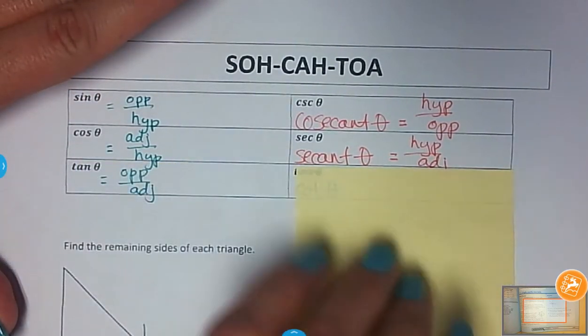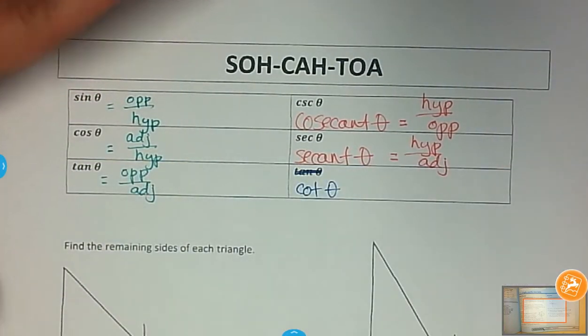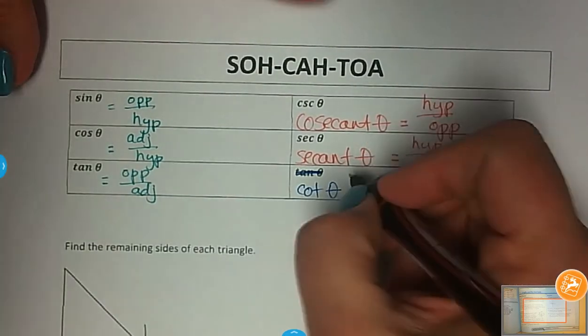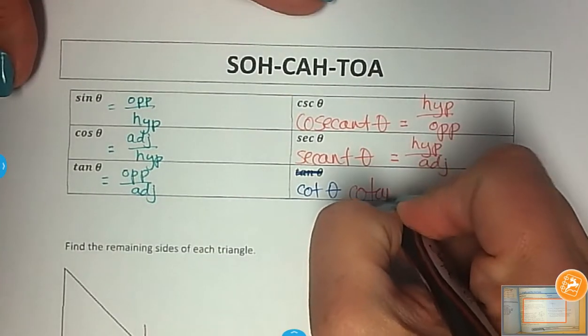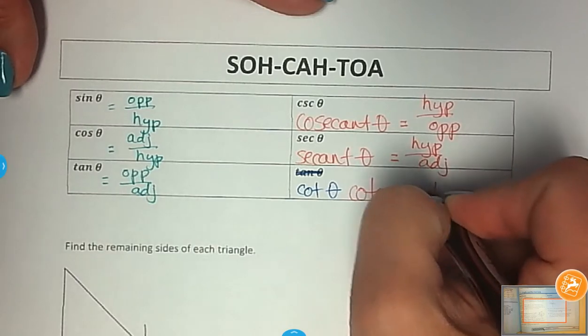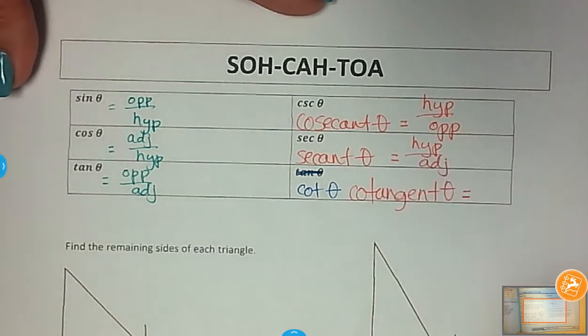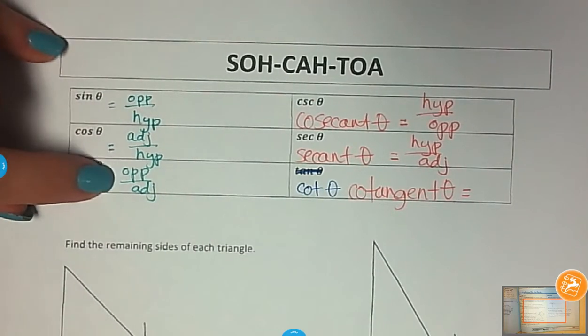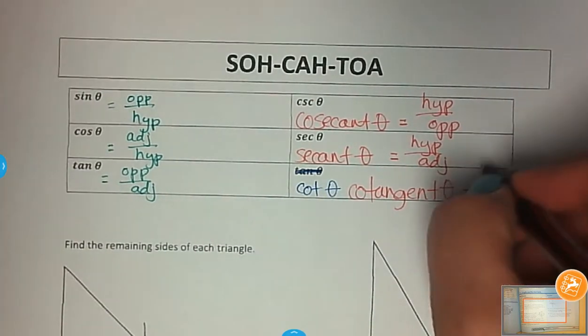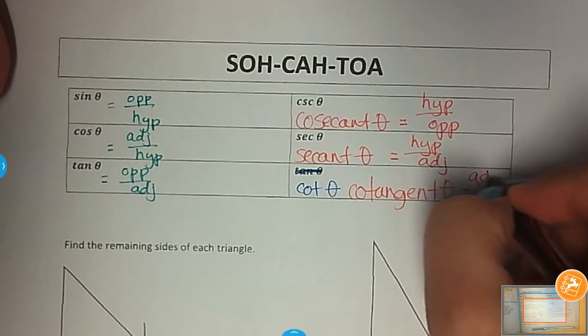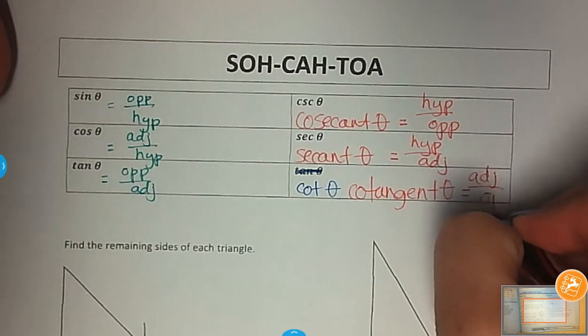All right, now for tangent, the reciprocal of tangent, that is cotangent. This is the only pairing that actually makes sense to my brain. So when I take the fraction for tangent and flip it upside down, I get adjacent over opposite.